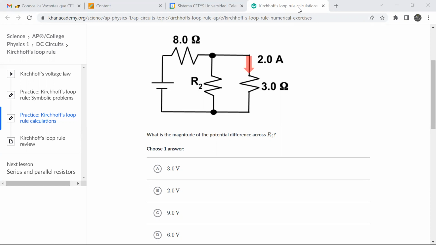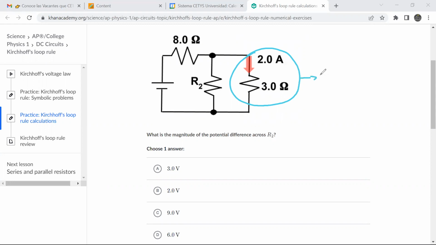Well, first off, is there a voltage we can calculate? Yes. The one opposing to R2. We've got a 3 ohm resistor there. And we know the current that's going through it, which says it's 2 amps.